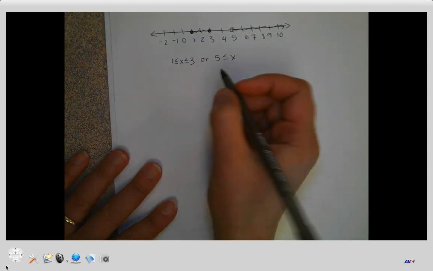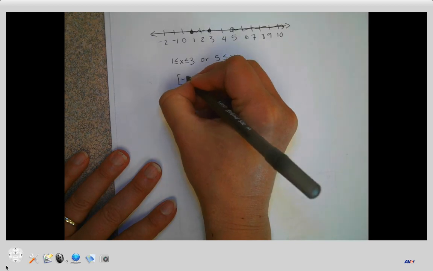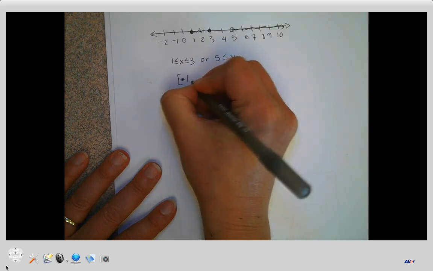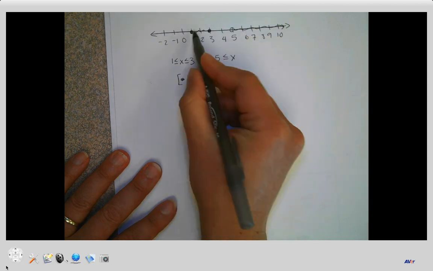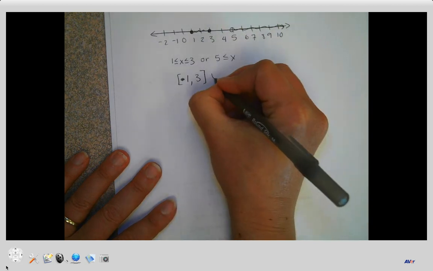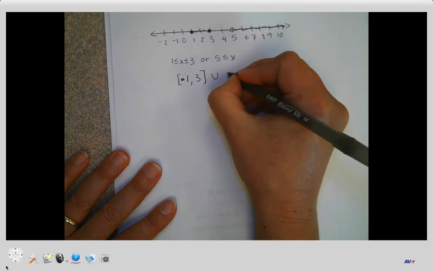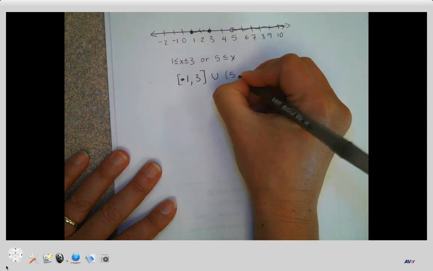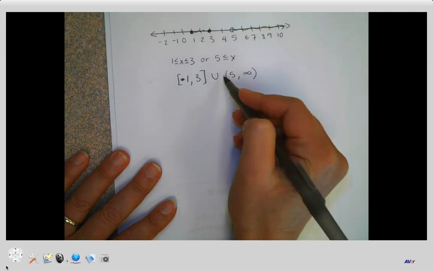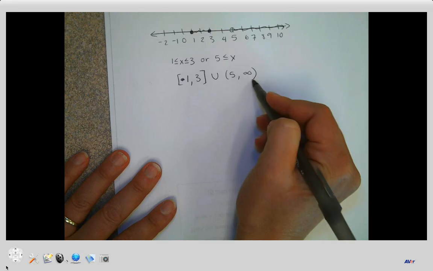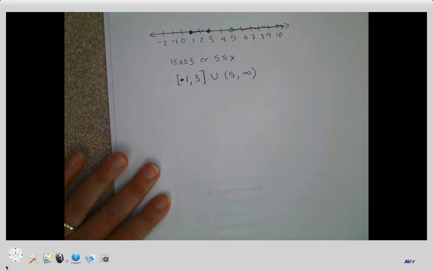And using interval notation, I'm going to write 1 to 3, 1 comma 3, and I'm going to use square brackets because they're filled in circles, union, write my little U, and then I'm going to go from 5, comma, all the way to infinity, and I always use a parenthesis by infinity, and I'm going to use a parenthesis because this is an open circle.